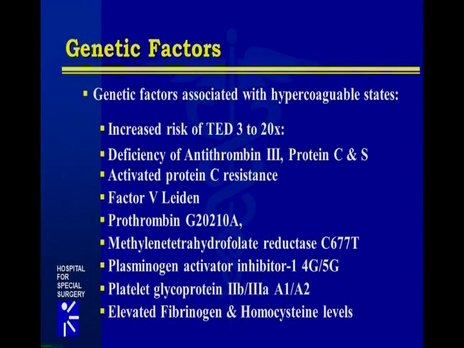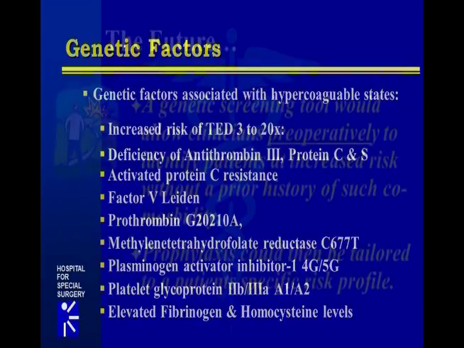I think the future of thromboembolic disease is genetic risk factors. And it has been shown that genetic risk factors can be associated with hypercoagulable states and an increased risk of 3 to 20-fold. As you can see from this slide, there are many genetic risk factors that we are now discovering that can put patients at greater risk for the development of thromboembolism. Unfortunately, without testing these patients, we don't know who's at greater risk when they walk in the door.